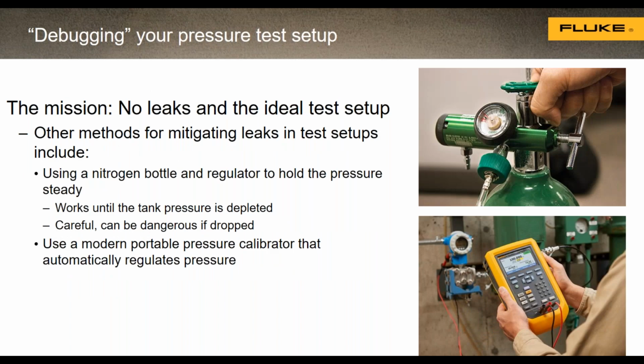Another way of lessening the issues is to have a nitrogen bottle with a regulator on it, so you can actually hold that pressure steady. And that seems to work really well. It's kind of clumsy, you got this big tank you have to carry around. It works great until the tank empties, and then you have to deal with something else. And of course, there's danger issues as well. But the alternative is to use one of the modern pressure calibrators with automatic pressure regulation. That's one of the new things that's out there now.